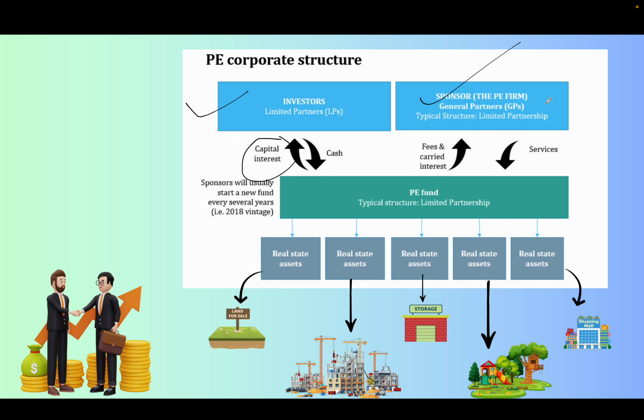General partners also contribute capital as well as provide service, so they receive fees and carried interest, including management fees and profit share. Apart from this, it is the responsibility of general partners to take care of deployment of funds across different asset classes like land, under-construction properties, storage, playgrounds, shopping malls, or anything, commercial or non-commercial properties. They can develop, acquire and sell them in the market. So that's how the private equity structure works.